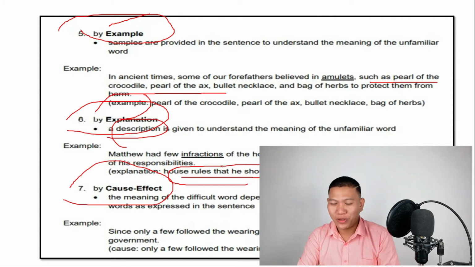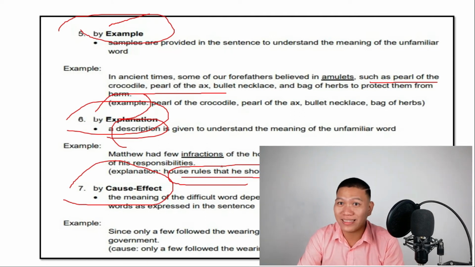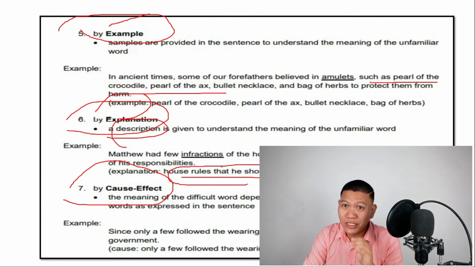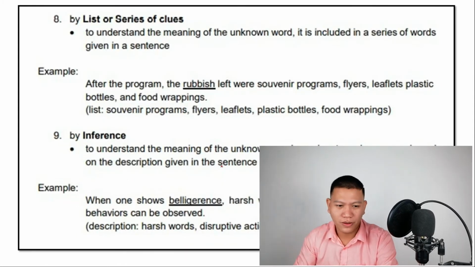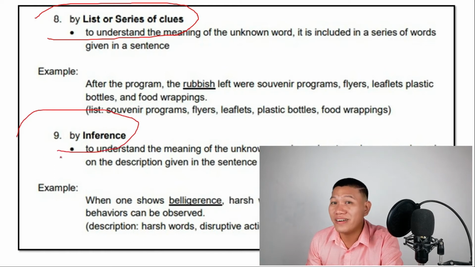Get it? So it was the cause of the effect. So since only few people are following the rules and wearing the mask, they're hard-headed, so they made it mandatory. Another types of context clues are context clues by list or series of clues, and context clues by inference.